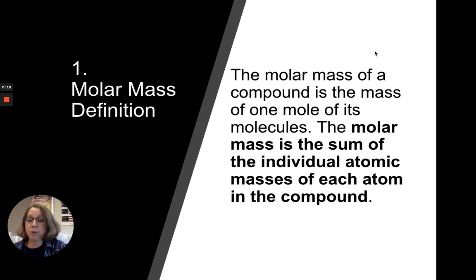In order to do this calculation, you have to remind yourself how to find the molar mass of a compound. The molar mass of a compound is the mass of 1 mole of its molecules, and the molar mass is the sum of the individual atomic masses of each atom in the compound. You find the atomic masses for elements on the periodic table, so you'll be using the periodic table to look up the mass of each of the elements.